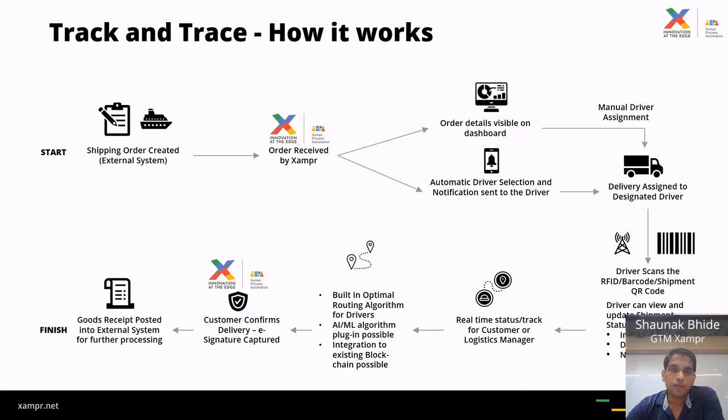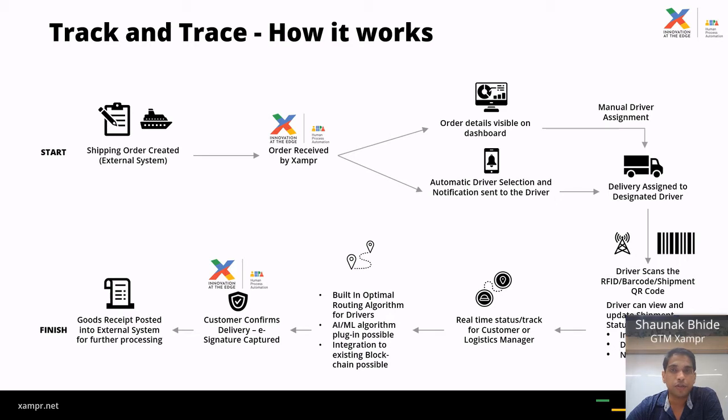Okay, so how does track and trace work in case of Xampr? In this particular scenario, what I have assumed is that you have some sort of a shipping order that gets triggered. Could be an internal goods movement, could be a customer order that is being fulfilled, and as a result, you need to ship the goods to the customer.